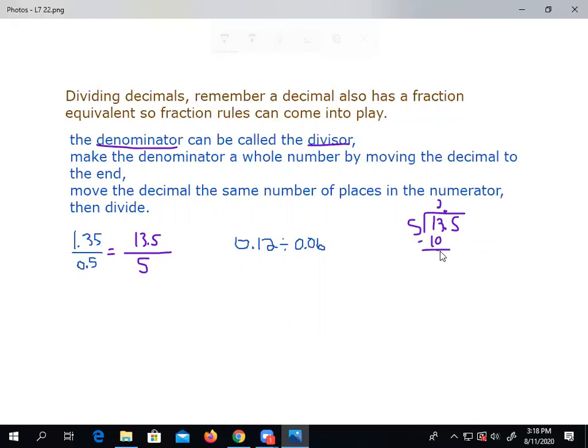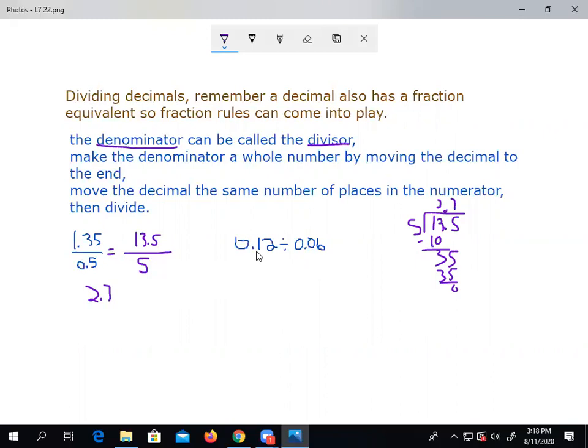Subtract, my remainder is 3. And just bring down the 5. Don't worry about the decimal because we already have it in the answer up there. So just 5 into 35 would be 7. And 7 times 5 is 35, and my remainder is 0. So that answer would be 2.7. So I really wouldn't need a calculator if I didn't want to.